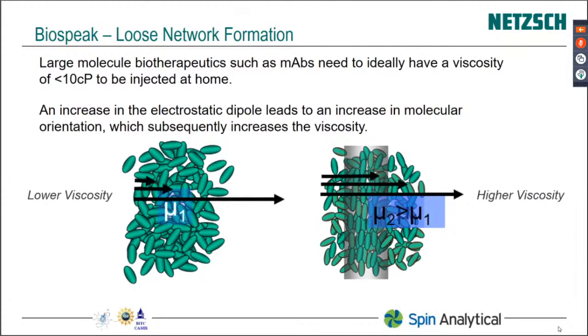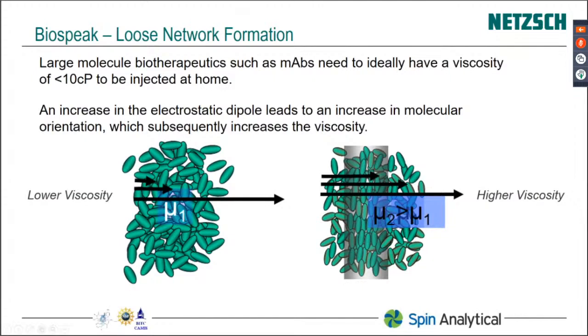So large molecule biotherapeutics, such as monoclonal antibodies, need to have a low viscosity, less than about 10 centipoise, to be injected at home. And because you need a reasonably high concentration of these in your body to have any therapeutic effect, we've been seeing researchers adding more and more of the monoclonal antibody biotherapeutic, and the viscosity goes up.